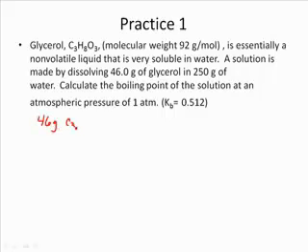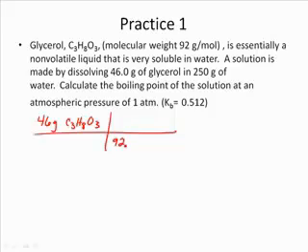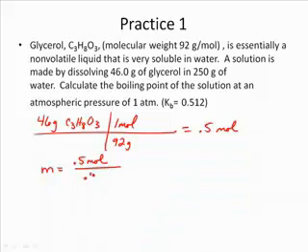Again, we know we're going to need moles. So let's go ahead and get that into moles. That's going to be, oh, it has 92 grams in 1 mole. So I have 0.5 moles of my glycerol, and it says it's dissolved in 250 grams of water. So my molality of this is going to be 0.5 moles over 250 grams, which is 0.25 kilograms. So my molality is going to be 2.